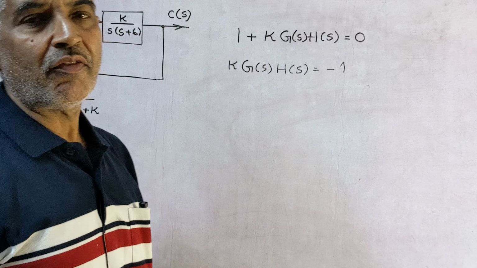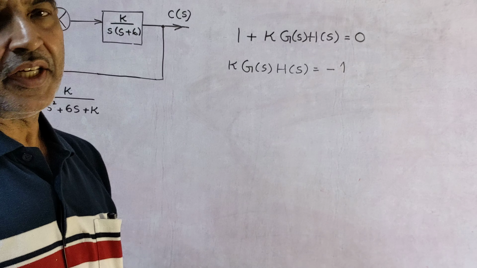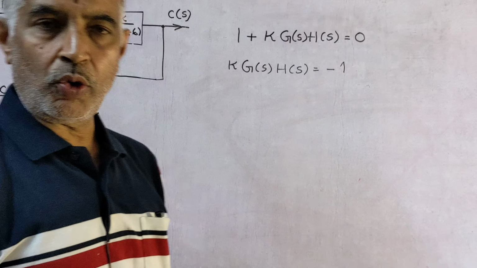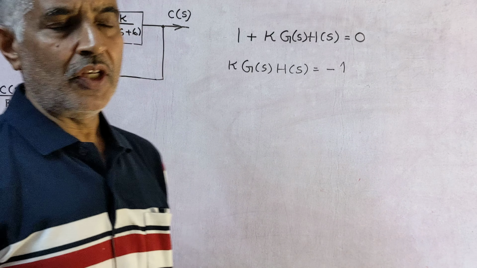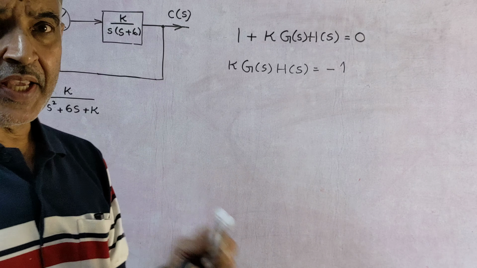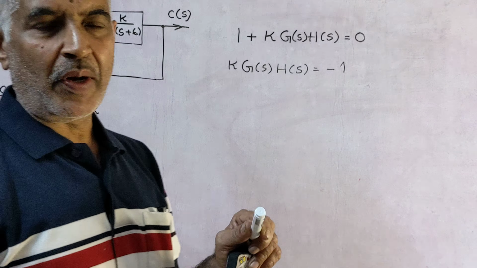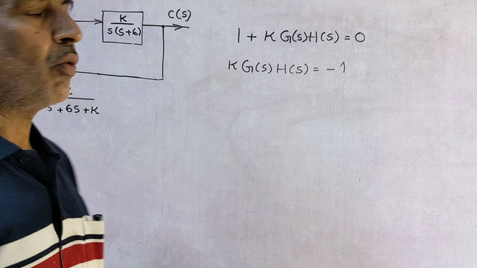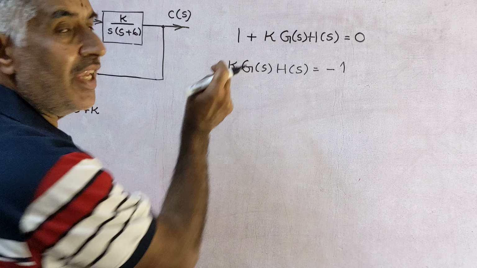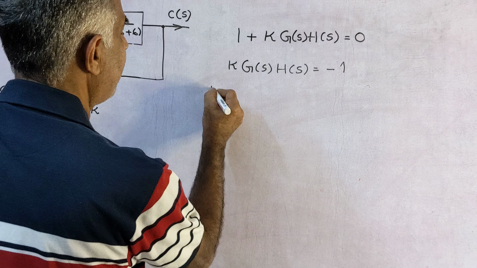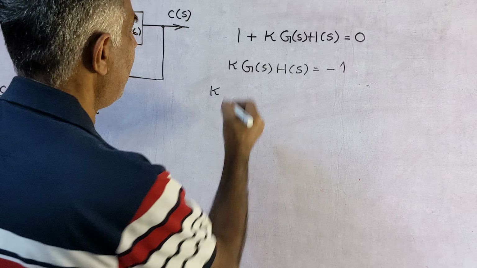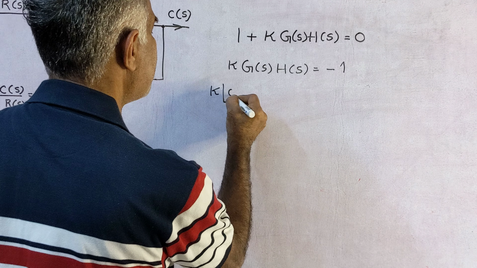What about K? Now you take 1 by 1. K, as I said, to get the root locus, K is varied from 0 to infinity. K is a positive quantity. It is going to have a positive value which varies from 0 to infinity. Therefore, K is a real number. Therefore, in polar form I will write K as K at 0 degrees.